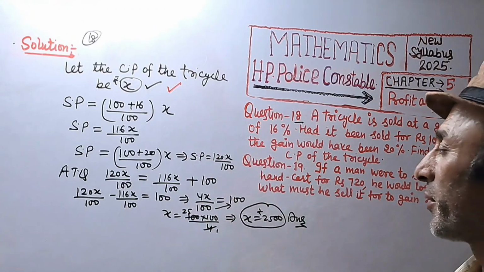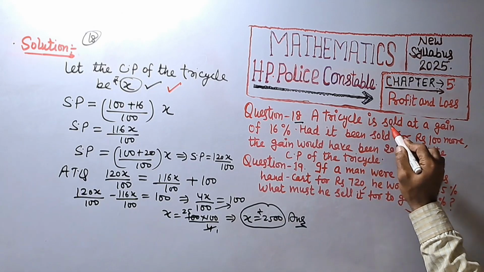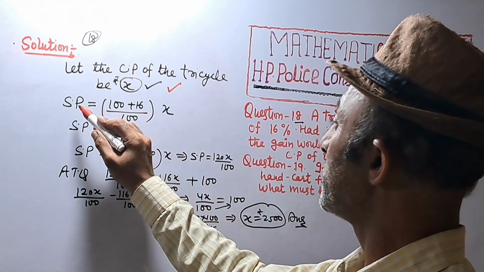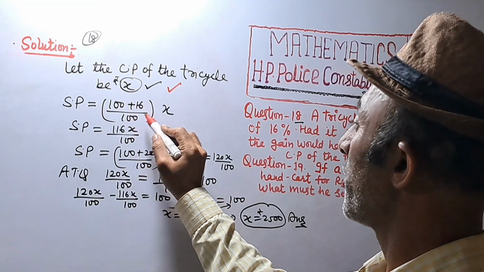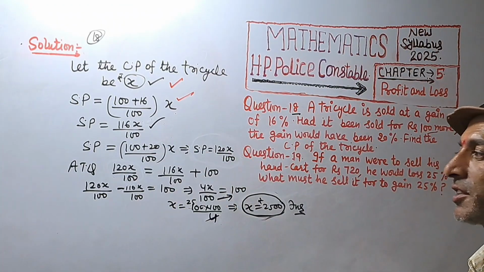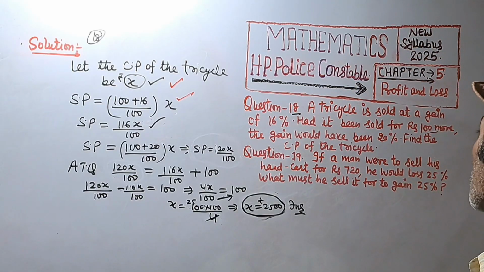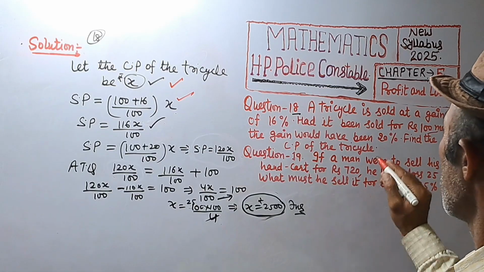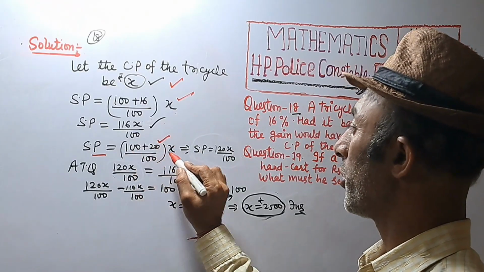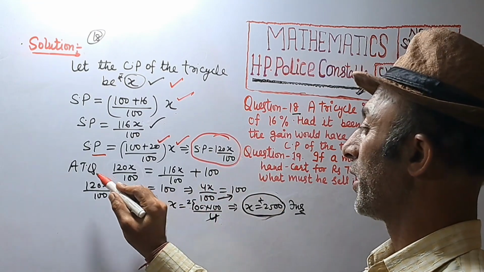Let us assume the cost price of the tricycle be X rupees. According to the question, a tricycle is sold at a gain of 16%. Selling price is equal to 100 plus gain percent upon 100 multiplied by cost price, so selling price equal to 116x upon 100. And had it been sold for rupees 100 more, the gain would have been 20%. So selling price is 100 plus 20 upon 100 into cost price, which is 120x upon 100.